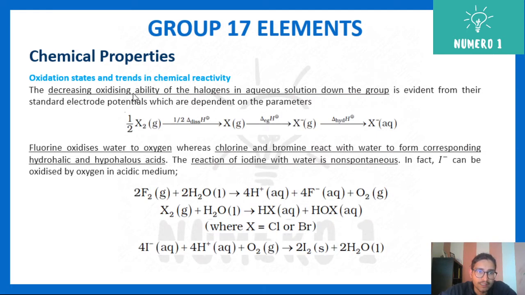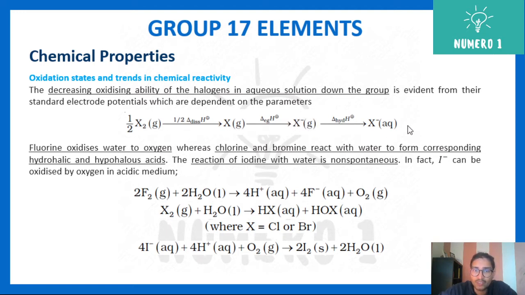Next, the decreasing oxidizing ability of the halogen in aqueous solution down the group is actually evident from their standard electrode potential. So in order to get standard electrode potential, you must know that there are three different parameters. For example, first you have your isolated gaseous molecule. If you give its bond dissociation energy, you will get your X, that is the isolated atom in gaseous form. Then electron gain enthalpy, so energy required to gain an electron, or energy released when an electron is gained. So it gets converted into X minus.